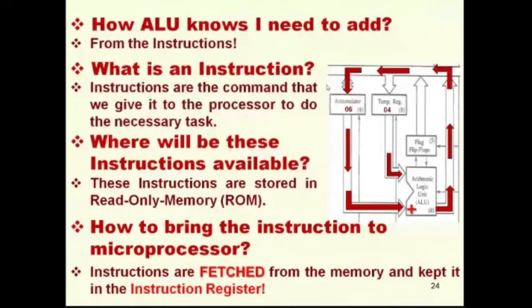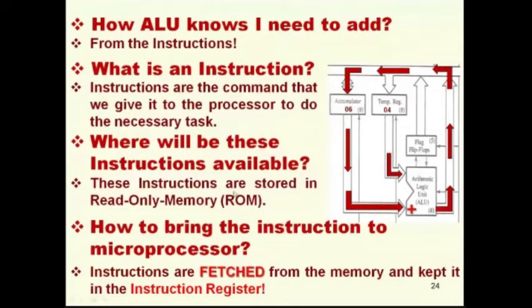Where will these instructions be available? These instructions are stored in the read-only memory as discussed. So we have to store the instruction like, okay, one of the data is available in the accumulator, another data is available in the temporary register, so add these two data and store the result in the accumulator. We have to instruct the ALU, no? That is why it is called an instruction.